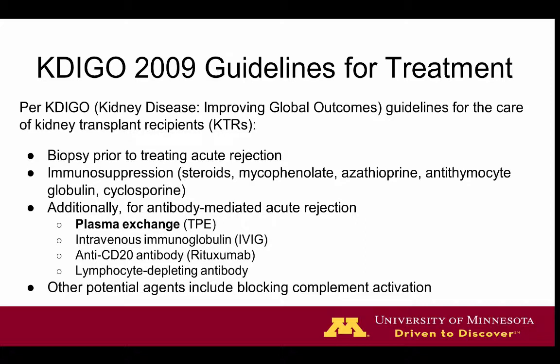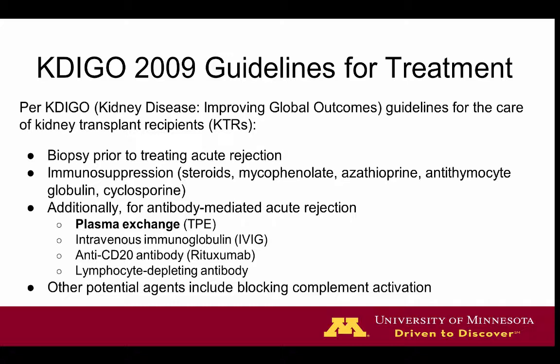In terms of managing these episodes of rejection, the Kidney Disease Improving Global Outcomes have published some guidelines in 2009. They typically recommend a biopsy prior to treating the rejection. They recommend an immunosuppressive regimen, and additionally, for antibody-mediated rejection, they recommend plasma exchange, potentially IVIG, anti-CD20 antibody, or lymphocyte-depleting antibody.